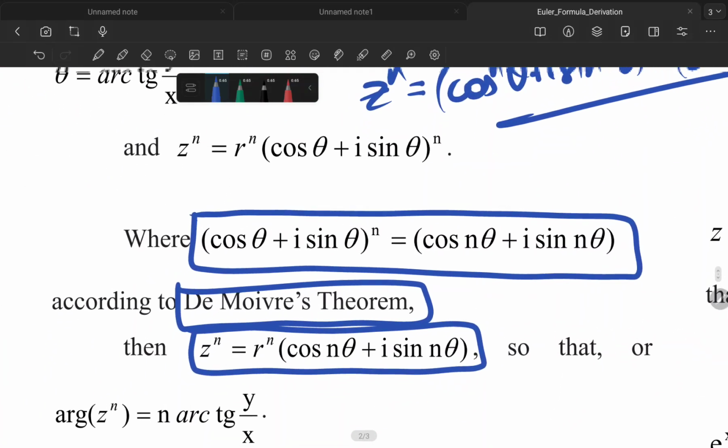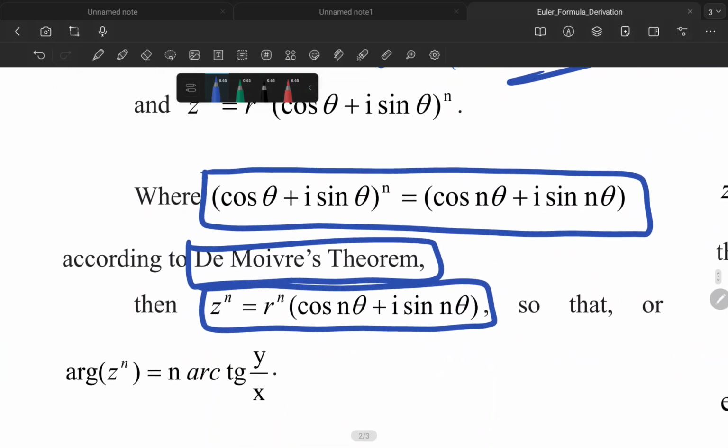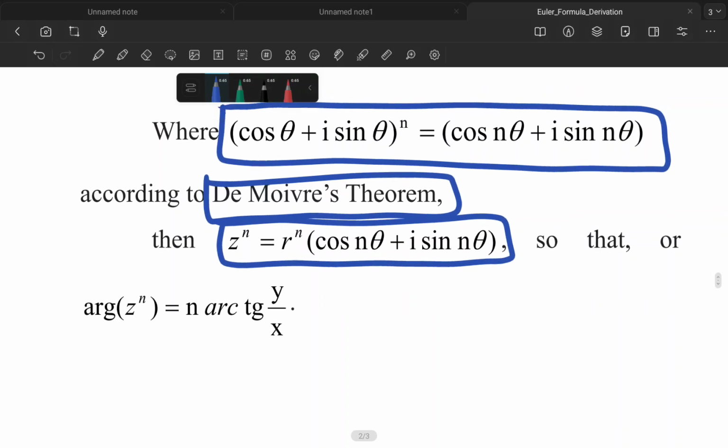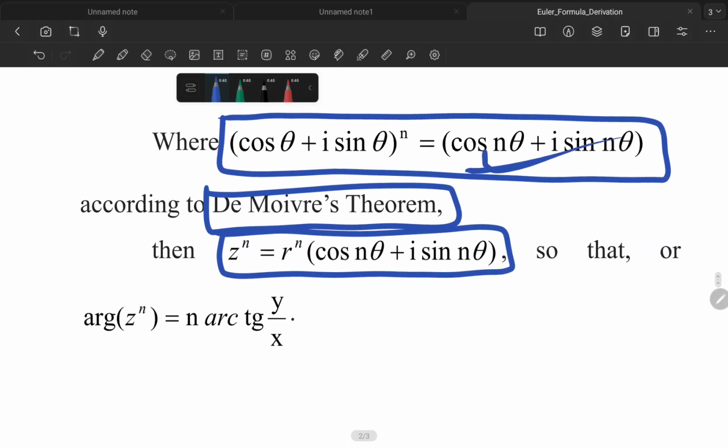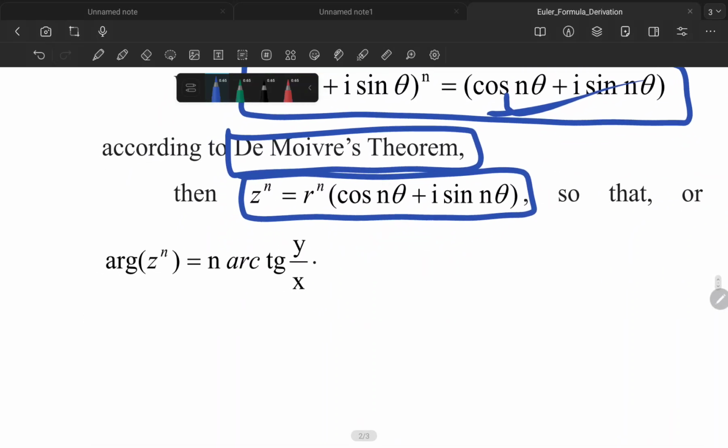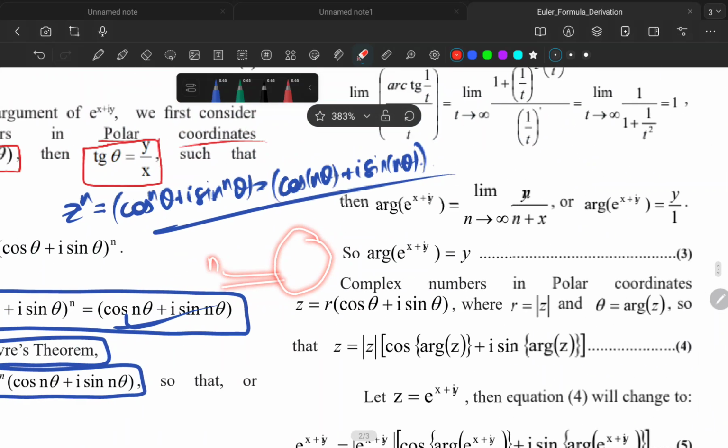If you guys want, I will study this and make a video on it, and I will try to prove this identity. But for now, let's just assume that this is true. So the argument of z to the n becomes n times the arctangent of y over x. So far so good.